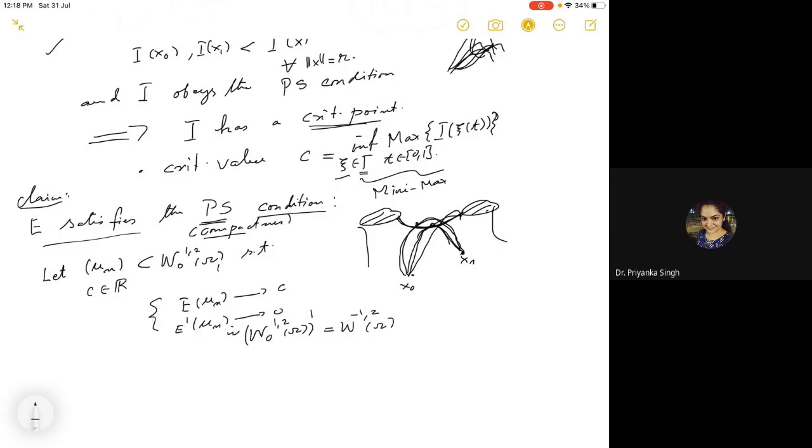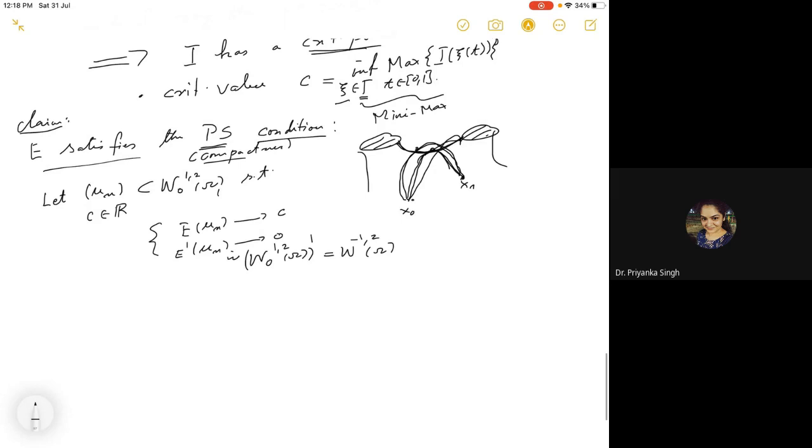So we have these two postulates. So the question is, can we now produce a subsequence of UN such that UN goes to U strongly in W012?